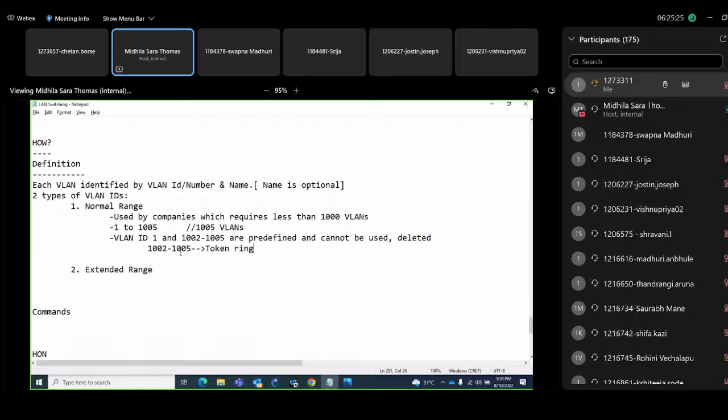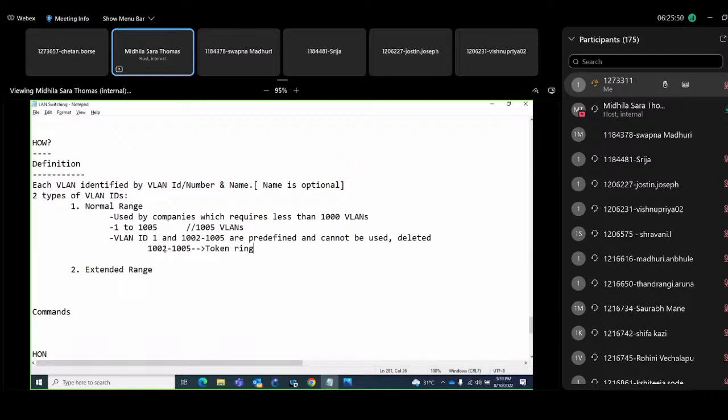So that part was reserved, and it is still reserved because in some companies this is still used. This 1002 to 1005, maybe in some part of the world, some companies may use this old technology. You don't have to worry about it. That's why we don't use it nowadays. Is that part clear?